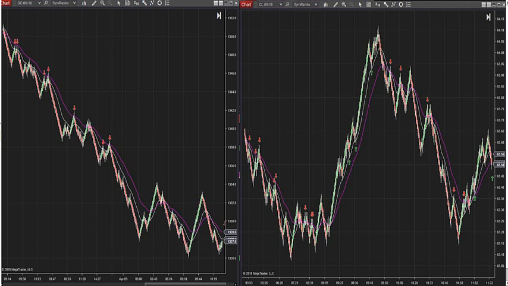So when these arrows fire, you can have the instrument up. Let me remove the ask and price here. There we go.